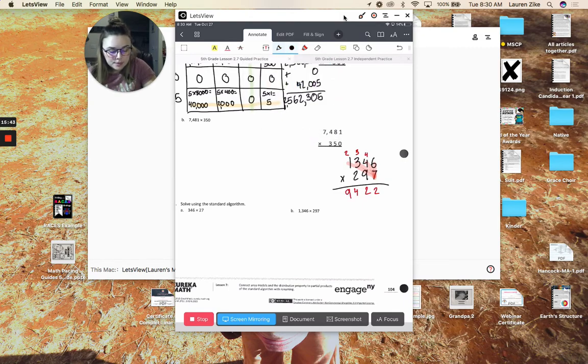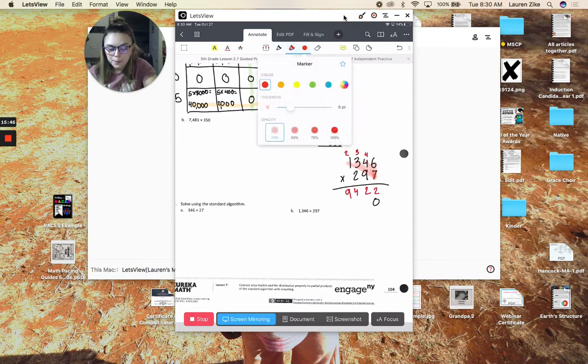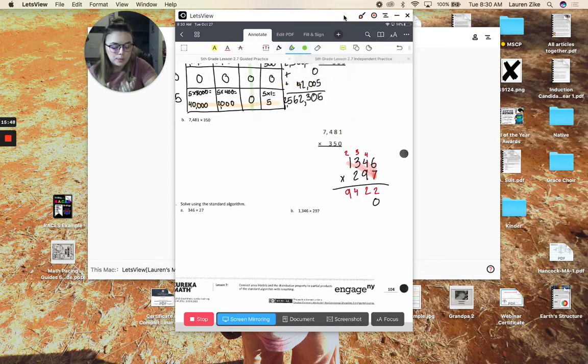Then we move to our tens place. We have to add our placeholder 0. Then we multiply our tens. So 9 times 6, 9 times 4, 9 times 3, and 9 times 1. So 9 times 6 gives me 54. 9 times 4 gives me 36, plus 5 more gives me 41. 9 times 3 gives me 27, plus 4 gives me 31. And 9 times 1 is 9, plus 3 more gives us 12.